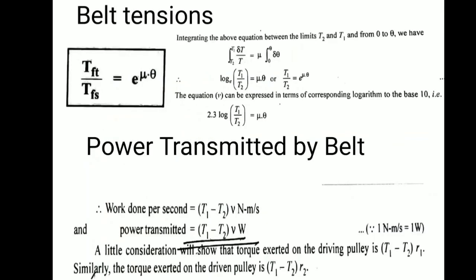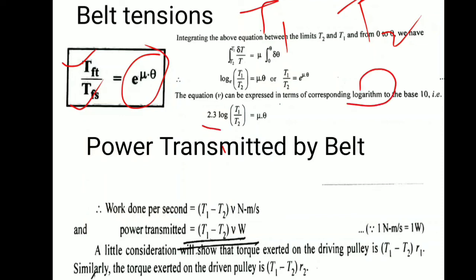Now here see the belt tensions: tension on the tight and slack side. Many books refer to tension on the tight side as T1 and tension on the slack side as T2. Clear? Here many books have referred to them as TFT, tension on the tight side, and TFS, tension on the slack side. So don't get confused. I can write this equation: T1 by T2 is equal to e raised to mu theta. This equation can also be written in logarithmic format, that is 2.3 log of T1 by T2 is equal to mu theta. Likewise we can write it, through which we can calculate belt tensions.